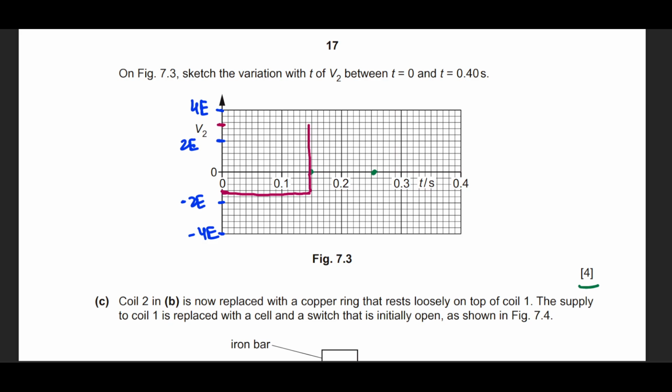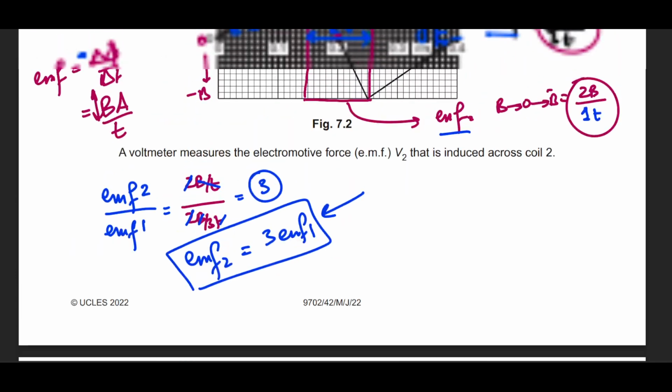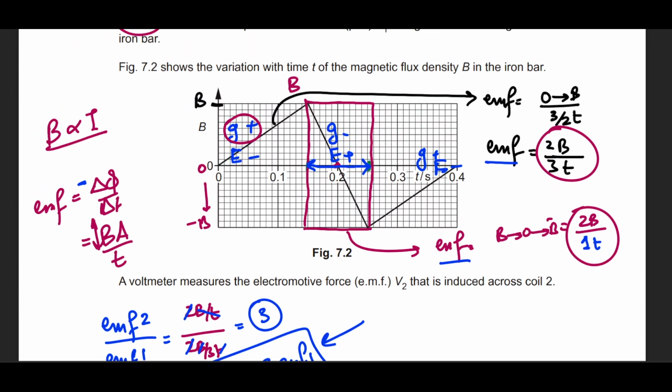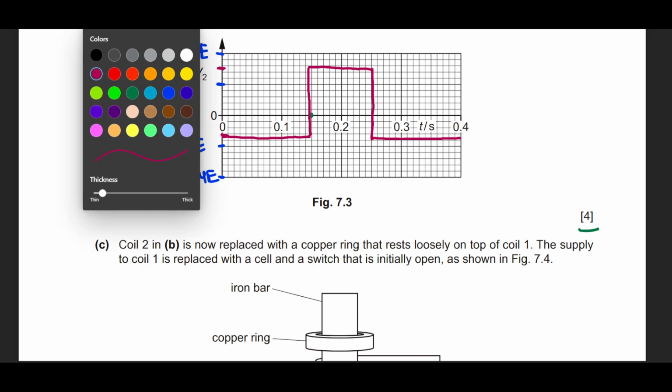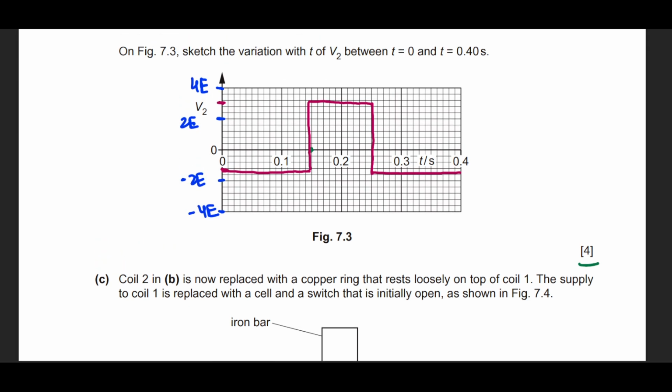So then go to 3E, maintains 3E because it's constantly changing EMF. Then come down again because the gradient is positive again. So the EMF will be negative again. And exactly the same as before. Let's redraw this again. So this will be somewhere along this line and goes back to this. This is how it's going to be. Okay, and then you can confirm the marking scheme. This is the shape that's going to look like.